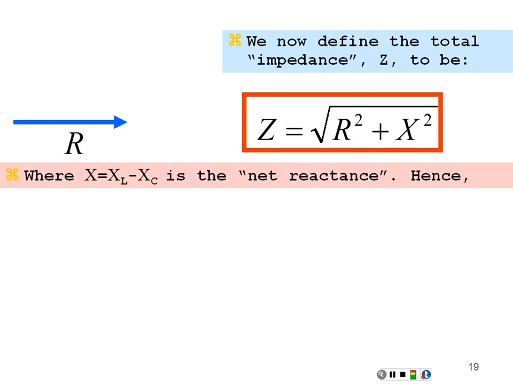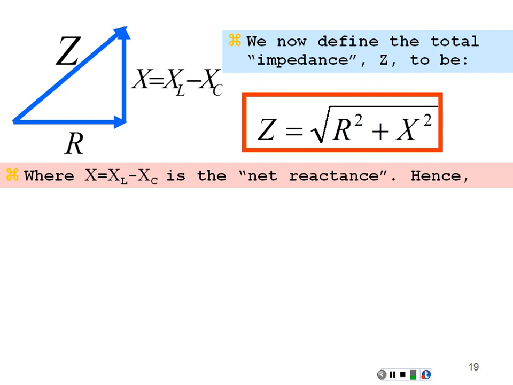So it would look like this. We have resistance, we have a net reactance, which is X sub L minus X sub C, and if we square one plus square the other, take the square root, we get the impedance Z. And with this impedance definition, we have that our maximum voltage is equal to the maximum current times the impedance Z.